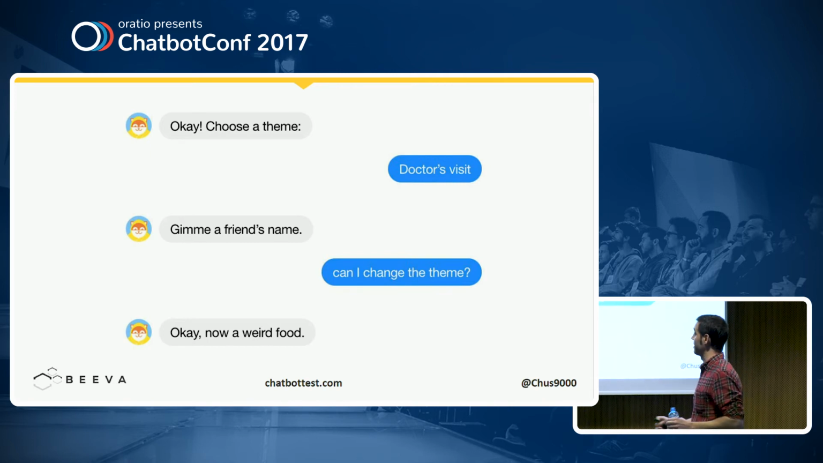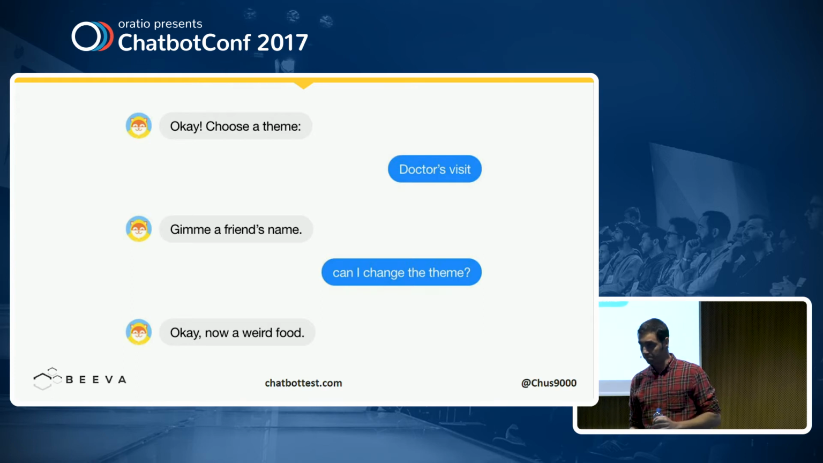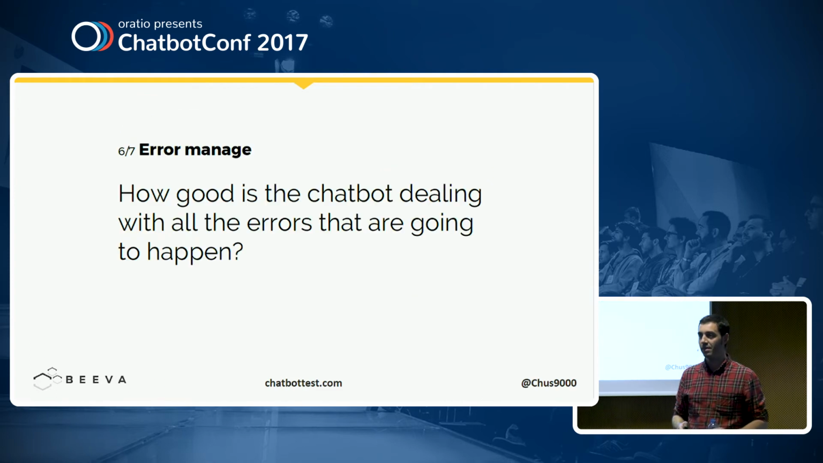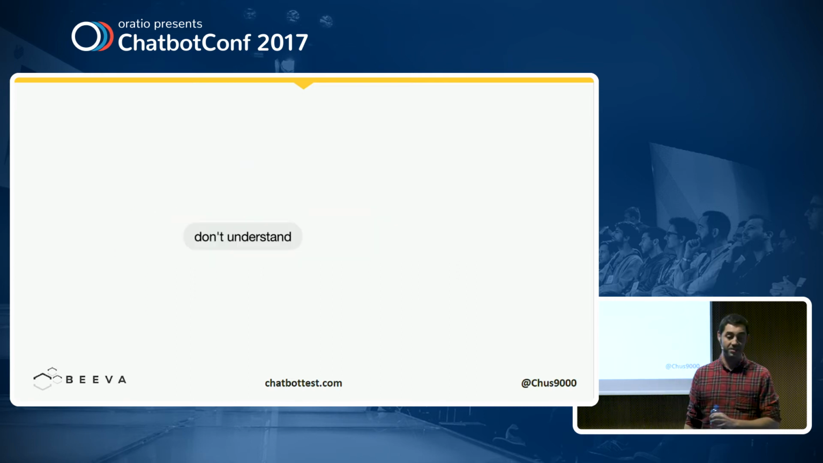So yeah, Poncho is great, but they are not dealing properly with the sort of navigation issues where you want to go back or you want to go forward, and so on. So bad as well. About the error management, as we've seen, because chatbots don't understand everything, we need to be prepared on how to deal with all those errors that are going to happen. So how good is a chatbot dealing with all those errors? So this is another case. I don't understand, which is not really helpful, right?